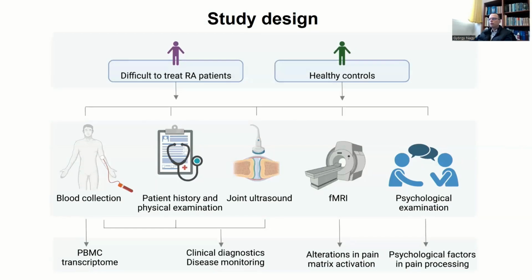Basically, what we are doing, we have patients with rheumatoid arthritis. Some are difficult to treat and some are not difficult to treat patients, and healthy controls. And we collect blood from these patients. We do a very detailed physical examination, joint ultrasound, functional MRI, and a detailed psychological examination. And we perform PBMC transcriptome analysis.